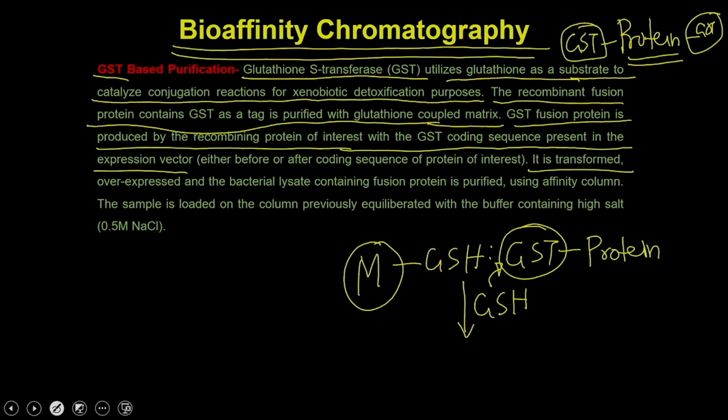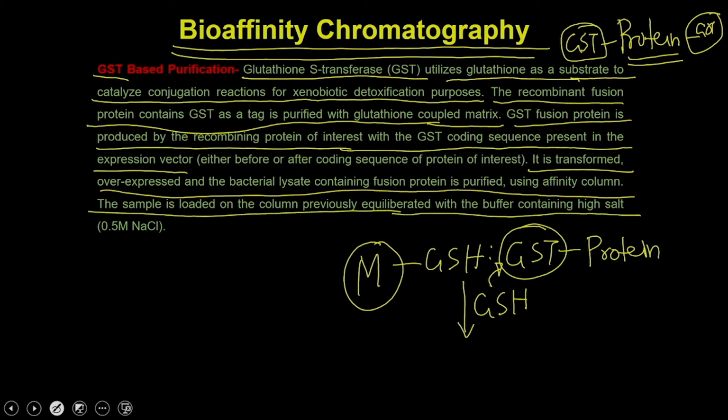It is transformed and overexpressed, and the bacterial lysate containing the fusion protein is purified using the affinity column. The sample is loaded onto the column previously equilibrated with the buffer containing high salt. The high salt condition is used here because it is going to reduce the non-specific interactions.